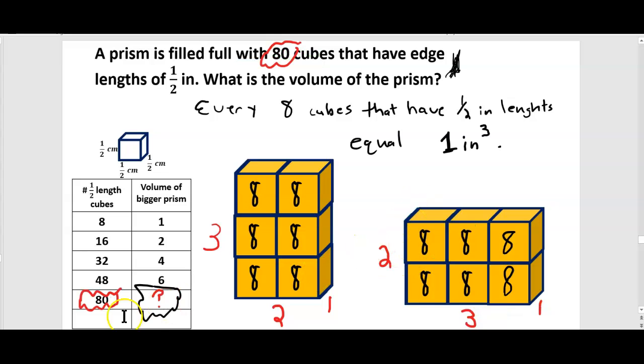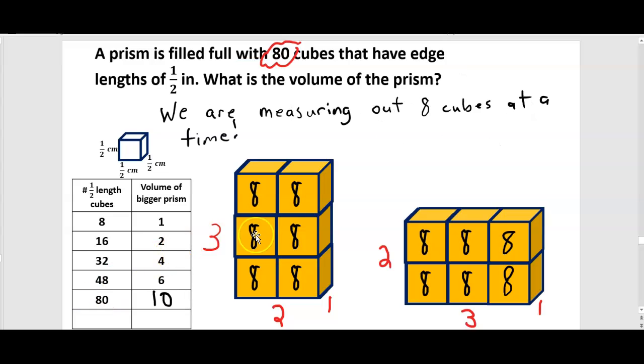Okay. So what if we have 80? 80 little cubes. What will the volume be? In other words, how many of these bigger unit boxes will we need to get 80? Think about that. It's 10, right? How do we know that?